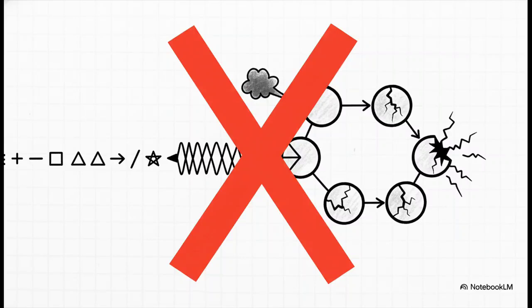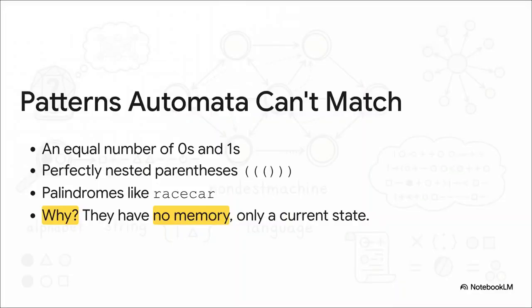Now, we are not going to get into the nitty-gritty of the math, but its conclusion is profound. And the answer is no. They absolutely cannot solve every pattern matching problem. So what kind of patterns are off limits? Take a look at these. A language where you have to have the exact same number of zeros and ones, or a language of perfectly balanced parentheses. To solve these problems, a machine needs to be able to count and remember. It has to remember how many open parentheses it saw to make sure they all get closed.